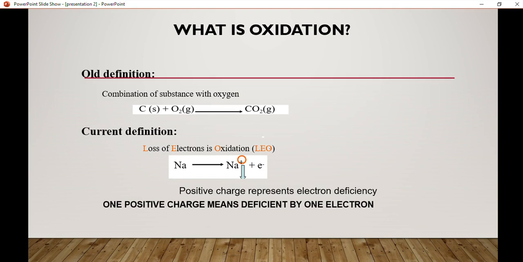What is oxidation? Old definition: combination of a substance with oxygen, C plus O2 to form CO2. Current definition: loss of electrons is oxidation. Na to form Na positive plus e negative. Positive charge represents electron deficiency. One positive charge means deficient by one electron.